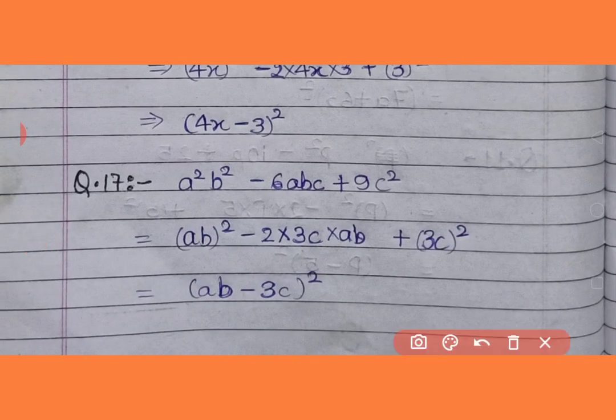17th question: a square b square minus 6abc plus 9c square. Here 9c square can be changed into the form of 3c square, and a square b square can also be written like this.